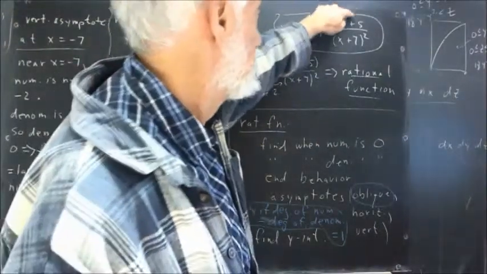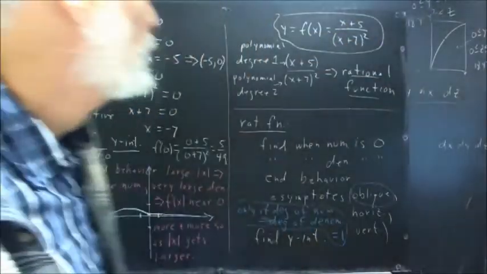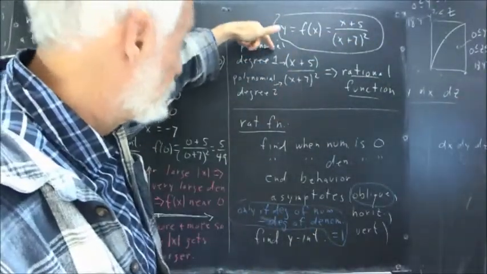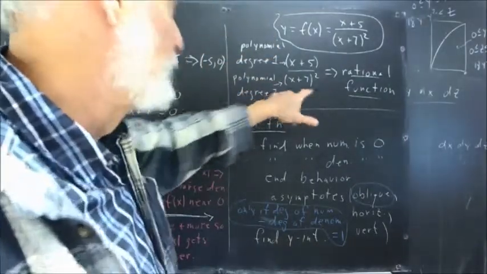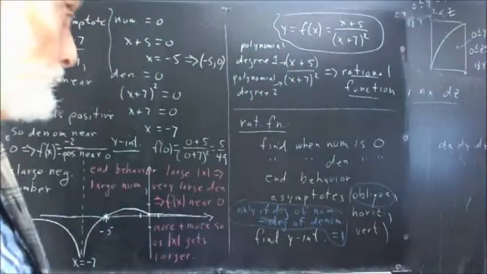Rational function: x plus 5 over (x plus 7) squared. It's a rational function because it's a polynomial over a polynomial. In this case, a degree 1 over degree 2 polynomial. In any case, it's a rational function as long as you've got a polynomial over a polynomial.